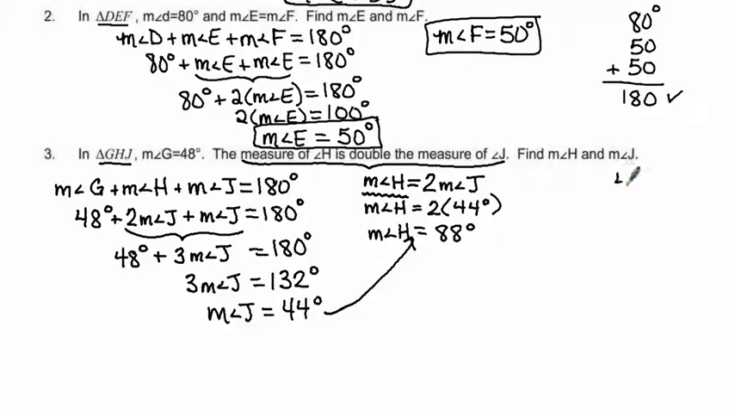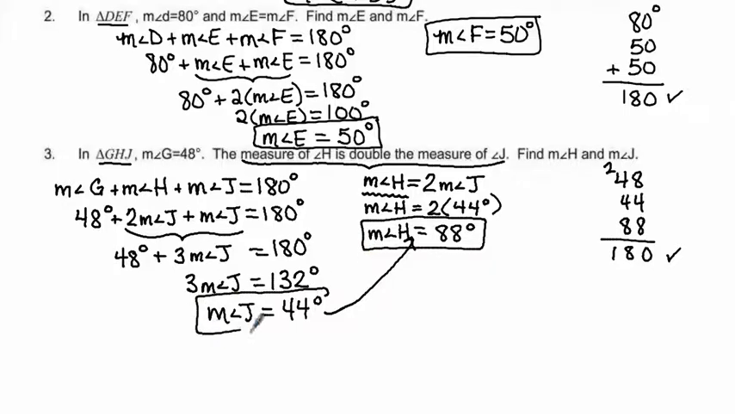Double check, make sure we get everything right. 48 plus 44 plus 88. 16 and 4 is 20, carry the 2. 8 and 8 is 16, with the 2 there is 180, so that checked out just fine, and we can be certain that our answers are correct.